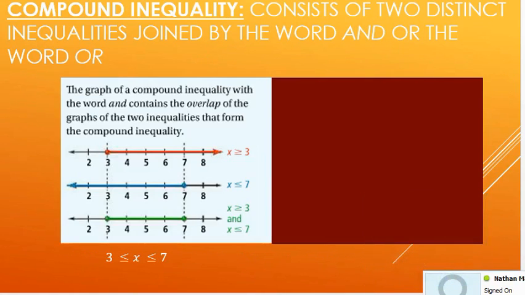A compound inequality consists of two distinct inequalities joined by the word and or the word or. So the graph of a compound inequality with the word and contains the overlap, the part that is together, the same part, what they share, of the graphs of the two inequalities that form the compound inequality. So if you have x is greater than or equal to 3 and x is less than or equal to 7, you are going to graph the part that they share. So in this case, between 3 and 7.